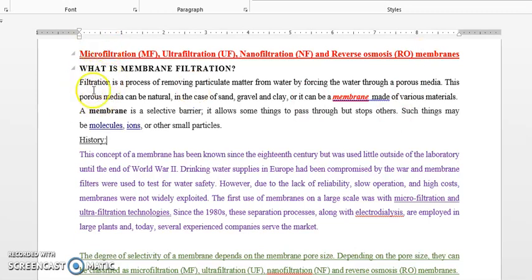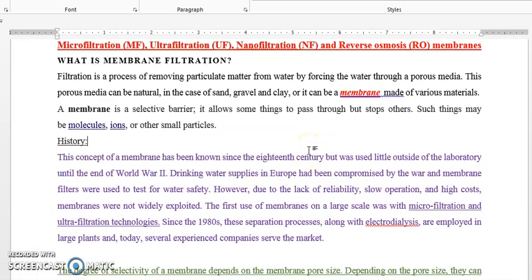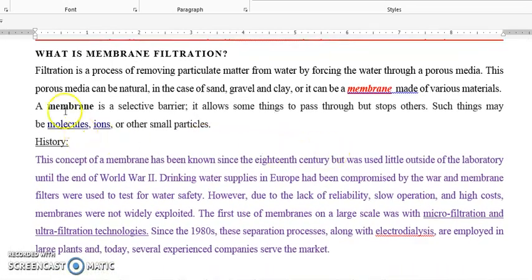Now in general, how do you define filtration? It is a process of removing particulate matter from water by forcing the water through a porous media. We have studied sand filters where the porous media is a natural porous media, which is sand, gravel or clay. And in membrane filtration, these are membranes made of various materials.